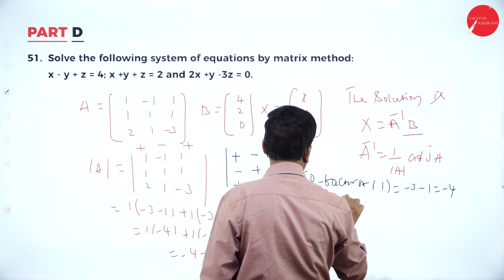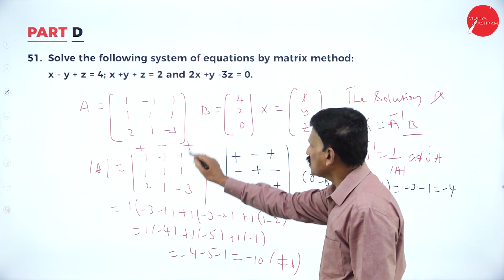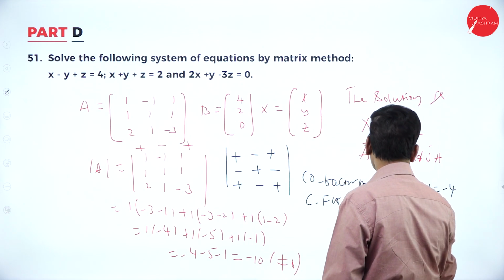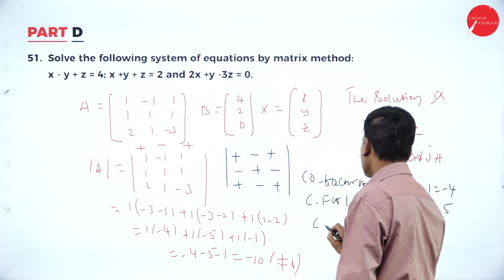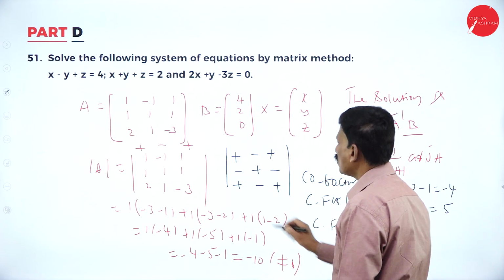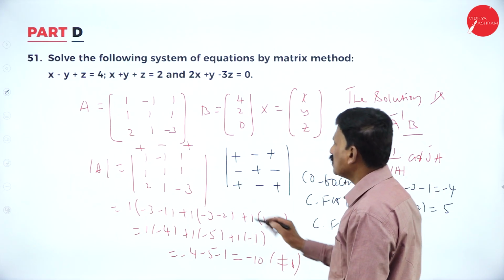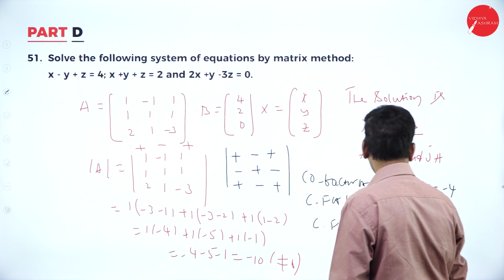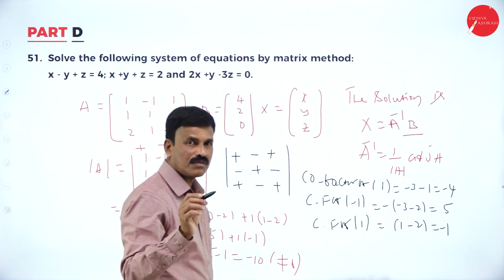Similarly, cofactor for the second element, minus 1, it is negative. This row and column is gone. 1 times 3 is 3, minus 2. That's equal to minus of minus, which is plus 5. Similarly, the cofactor for 1 is equal to, this row and column is gone, 1 times 1 is 1, 1 times 1 is 1, minus 2, minus 1. So these are the cofactors for the first row.